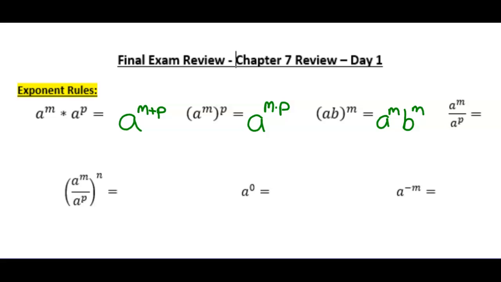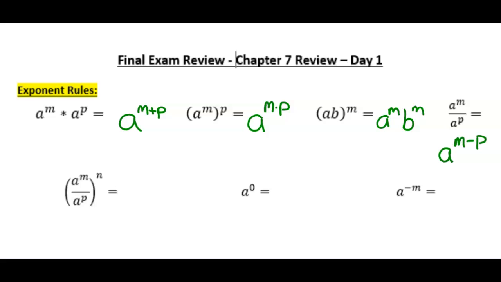What is my rule for a to the m divided by a to the p? What did I do with my exponents there? Here when I multiplied, I added my exponents. Here when I'm dividing, I'm going to do the opposite. My base still stays the same, but I'm going to do m, the top one, subtracted by the bottom one. Right? Make sure you're in the right order when you're subtracting, because it makes a difference.